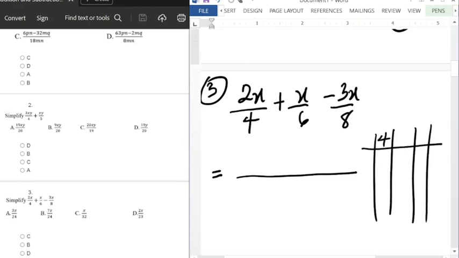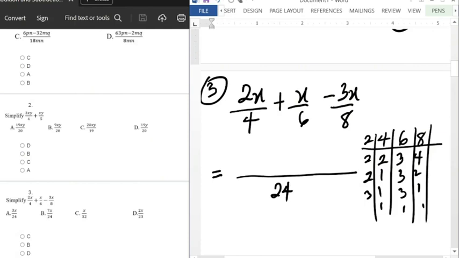4, 6, 8. 2 can go. That is 2, 3, 4. 2 can still go. 1, 3, 2. 2 can still go. 1, 3, 1. Then 3 can go. 1, 1, 1. So 2 times 2 times 2, that is 8. 8 times 3 is 24. I hope that is very clear.